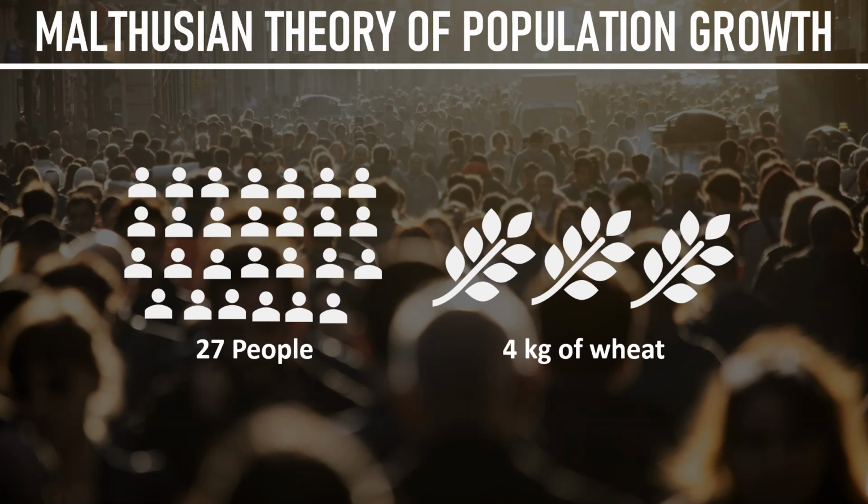Next, there's 27 people and only 4 kgs of wheat. So obviously at this point there would be poverty because there's no way that merely 4 kilograms of wheat can sustain a population of 27 people. Poverty, famine, hunger, starvation, and deaths are practically inevitable.